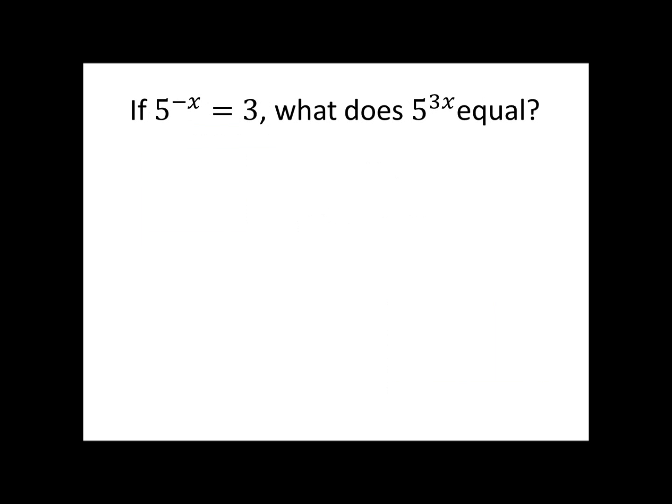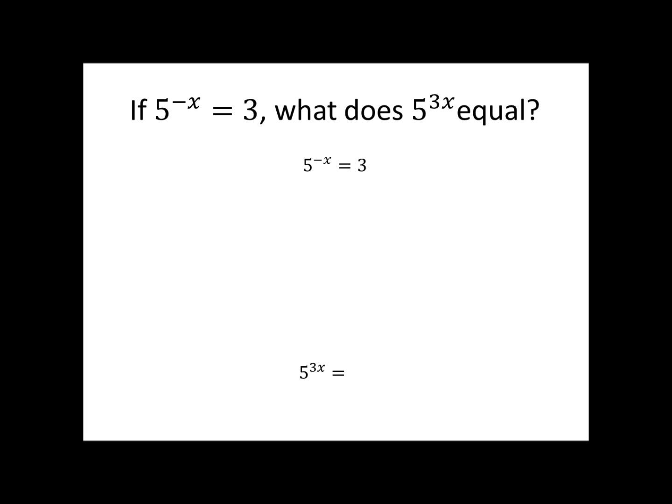Alright, so we're going to end with an example here. I love problems like this because it really makes you stop and think about what really gets done to an exponential function. It says if 5 to the negative x equals 3, what does 5 to the 3x equal? Now, we're going to be able to answer this without actually solving for x. Okay, we'll talk about how to solve for x in the future, but we're going to do this without actually solving for x. What I need to do is think about where I'm at.